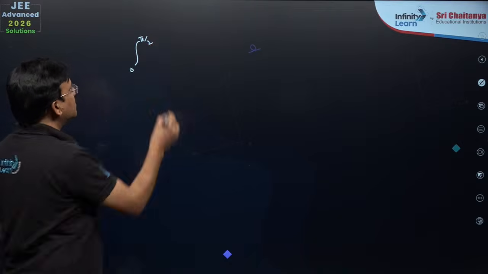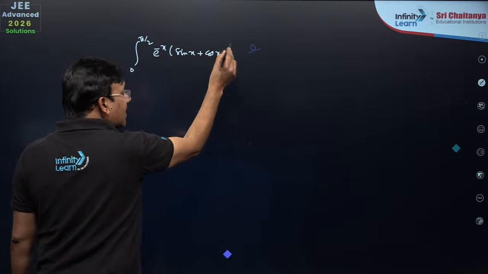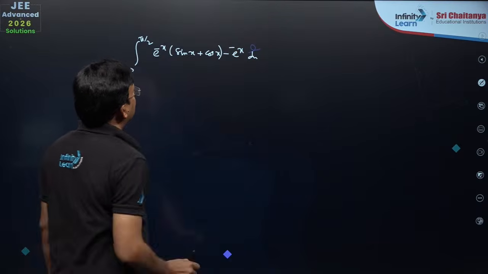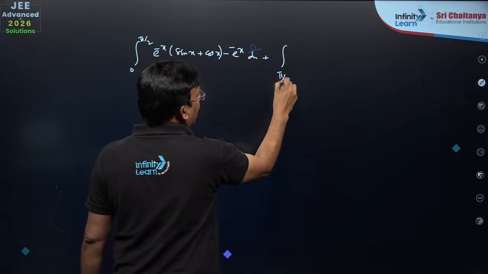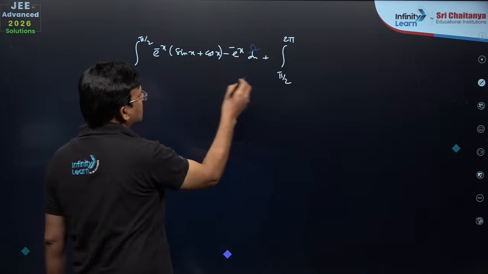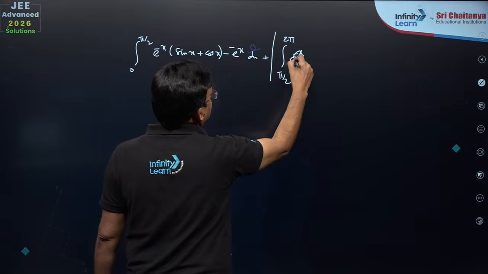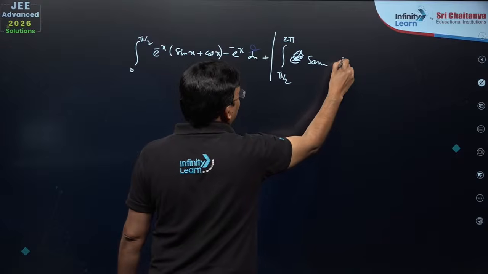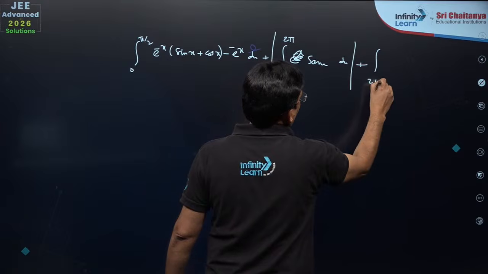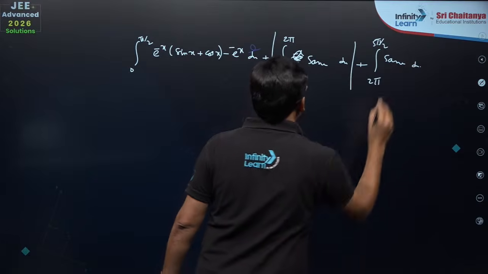You see, upper curve is e power minus x into sin x plus cos x, minus lower curve is e power minus x dx, plus integral pi by 2 to 2 pi. You see here, this time this is above, this is below, or else you can just write modulus of the same integral. We know that it is negative, so I am putting modulus, plus integral 2 pi to 5 pi by 2, the same integral, right? That's what we need to do.